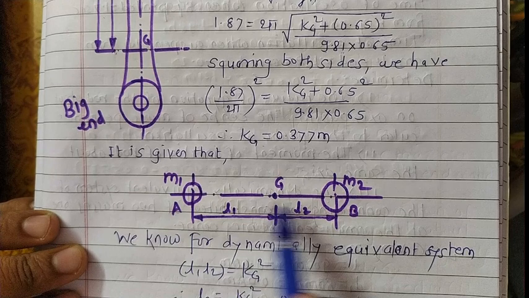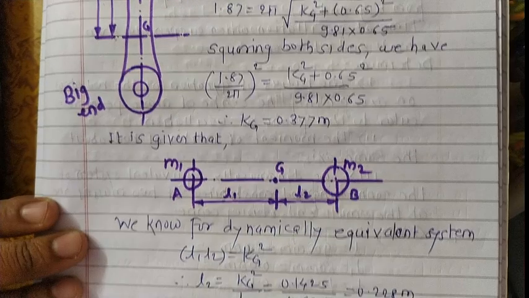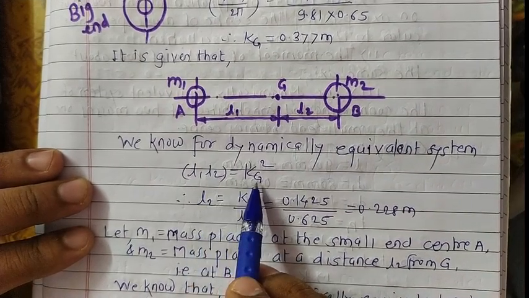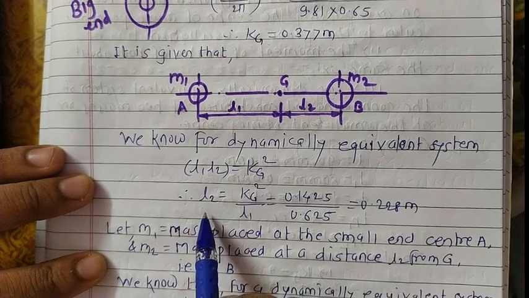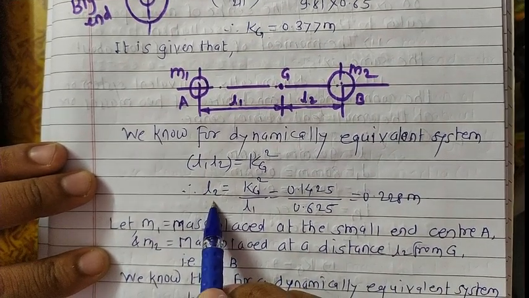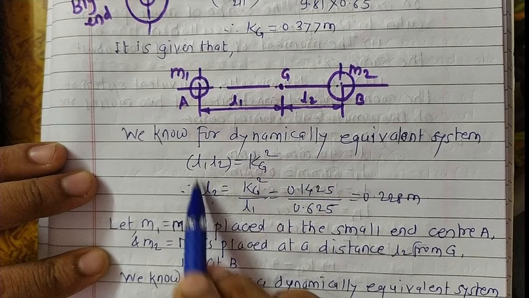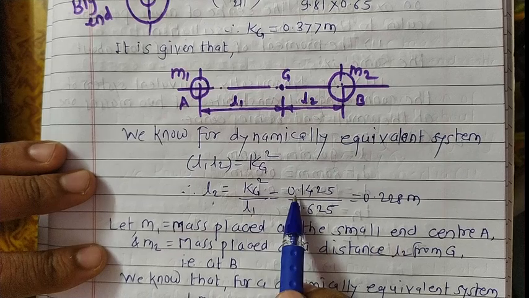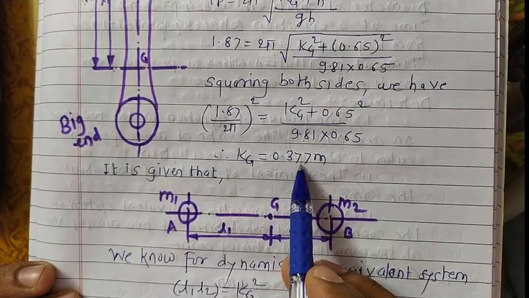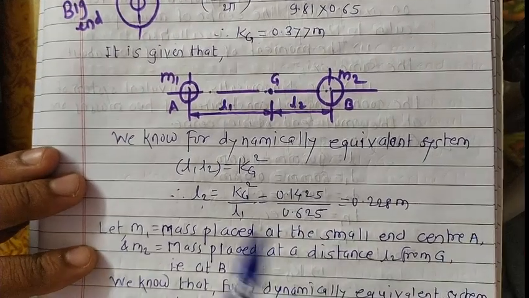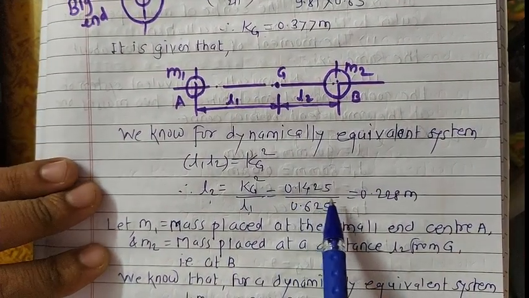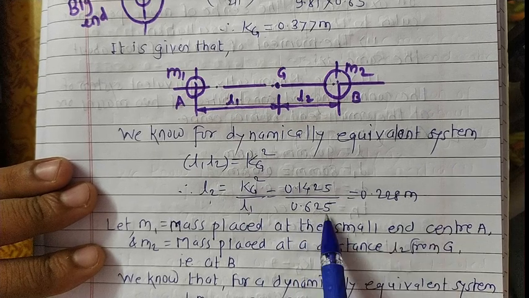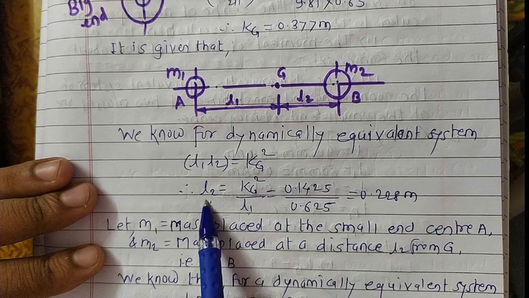Okay, for a dynamically equivalent system, we know this relation: L1 into L2 equals kg square. So from this one, get the value for this L2. L2 is nothing but kg square, and this L1 goes in the denominator. Substitute the value for kg square: if you do the square for this one, we get 0.1425 divided by L1, which is with us 0.625. After simplification we get L2 equals 0.228 meter.